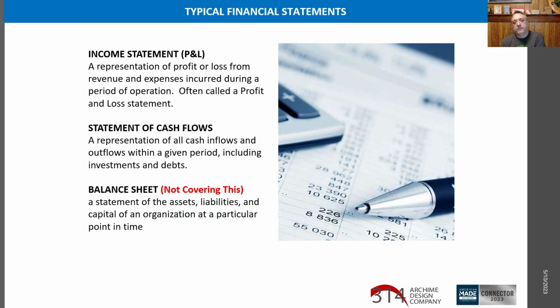Typical financial statements that you see out there are an income statement or a P&L, also known as a profit and loss statement. And this is just a representation of revenues and expenses that occur in a set period of time. And like I said, it's often called a profit and loss statement, or P&L. The other one is the statement of cash flows. So this is an actual representation of cash in and out.